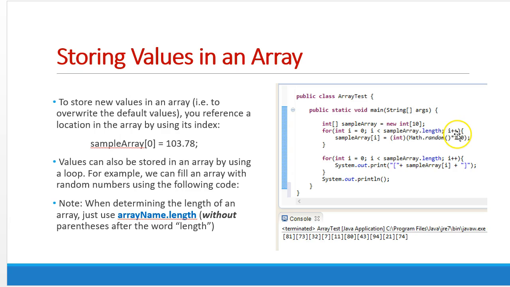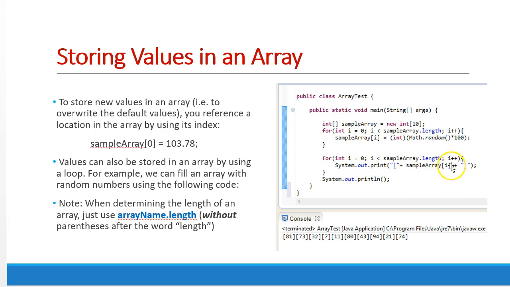And then we're going to increment through this, and so we're going to look at each item of the sample array, and we're assigning into the value of the sample array a random number between 0 and 99. We convert it to an integer. If we didn't convert it to an integer here, it would throw an error. Okay, so that stores it.